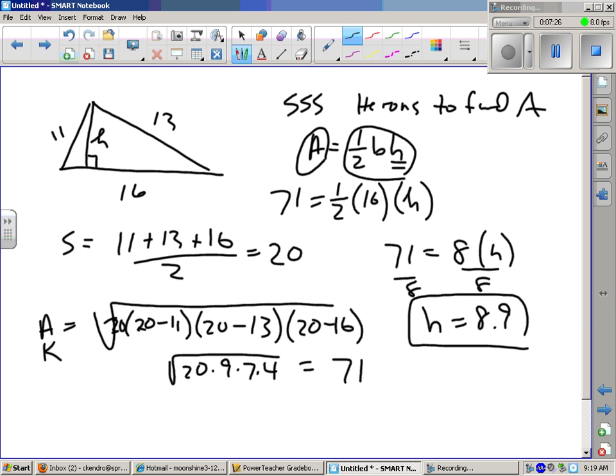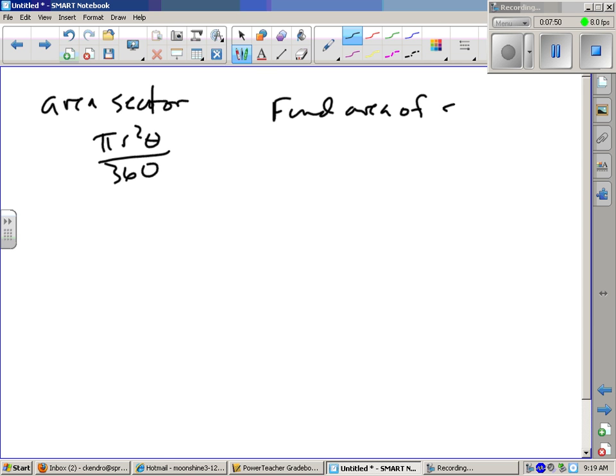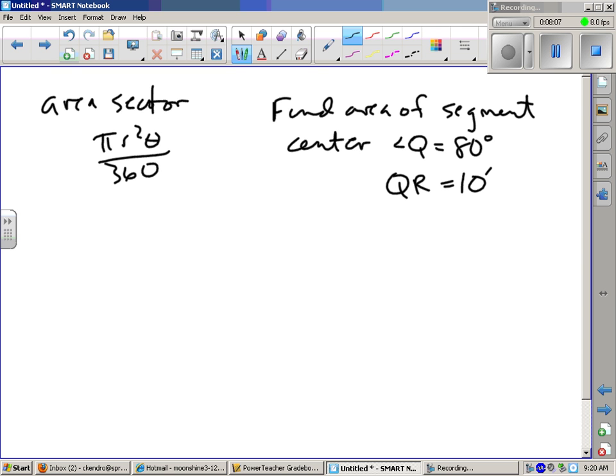Okay, I've got one more problem to show you, and a little reminder before I show it to you. Area of a sector we've talked about, and it's pi r squared theta over 360 when you're using degrees. Let's say I want to find the area of a segment, not sector, but a segment that has the center angle Q, we'll call it 80 degrees, and the line QR is 10 feet.